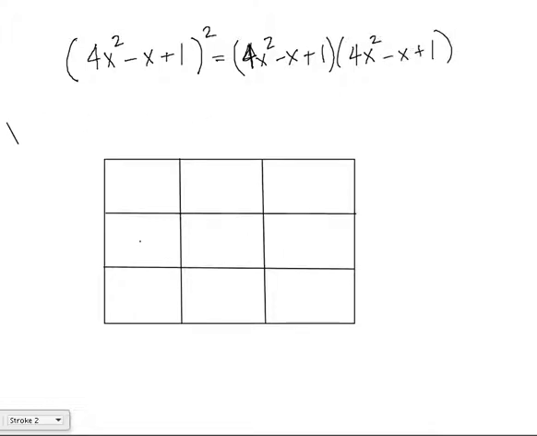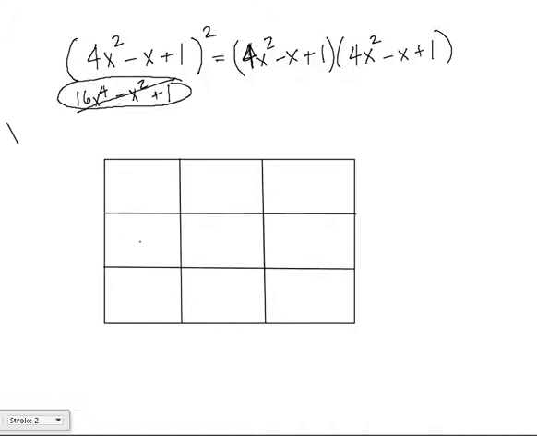I want to warn you to not make the mistake of thinking that your answer would be 16x to the fourth minus x squared plus 1. Okay? Warning, that mistake is a famous mistake, and I don't want you to think that that is an acceptable way to do this.